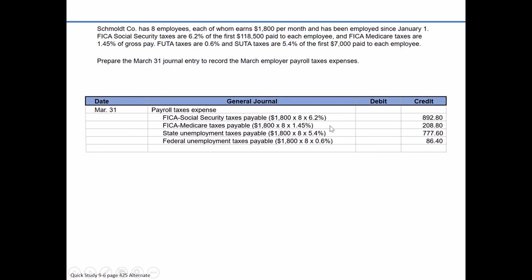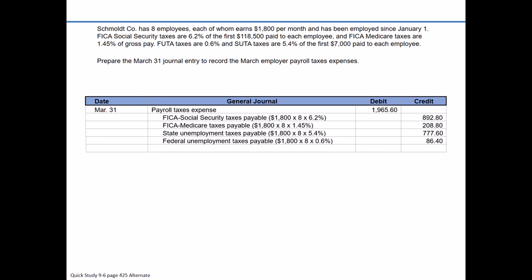Now, these, for this scenario, are the only additional employer payroll taxes over and above any withholdings. So we're going to add up our Social Security, our Medicare, our unemployments of $892.80, $208.80, $777.60, and $86.40, and that's going to give us a total additional expense of having these employees that we debit to payroll tax expense of $1,965.60.